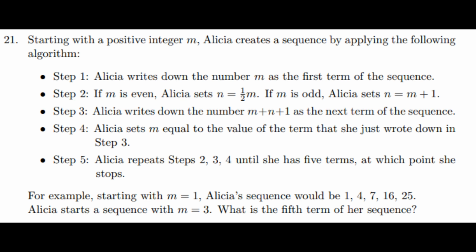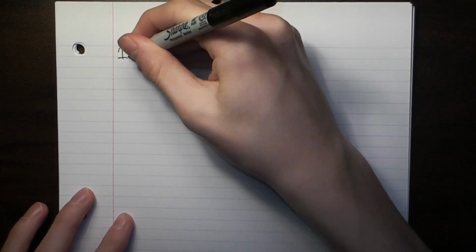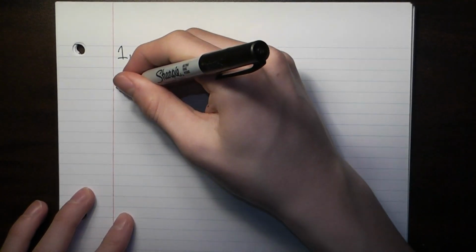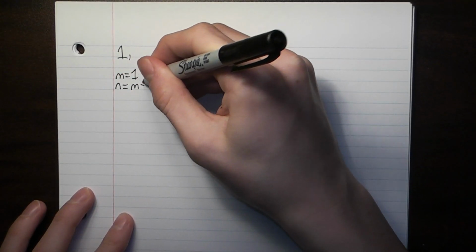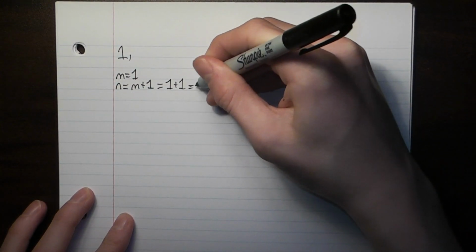Alicia starts a sequence with m equals 3. What is the 5th term of her sequence? So for this question, I had the same solution as Waterloo, and that was to go through the algorithm. So first we need to understand it. Let's say we start with 1 as the first term of the sequence. This means that m equals 1. Next, we need to check if it's odd or even, which 1 is odd. So n equals m plus 1 in this case, which is 1 plus 1, which is 2.